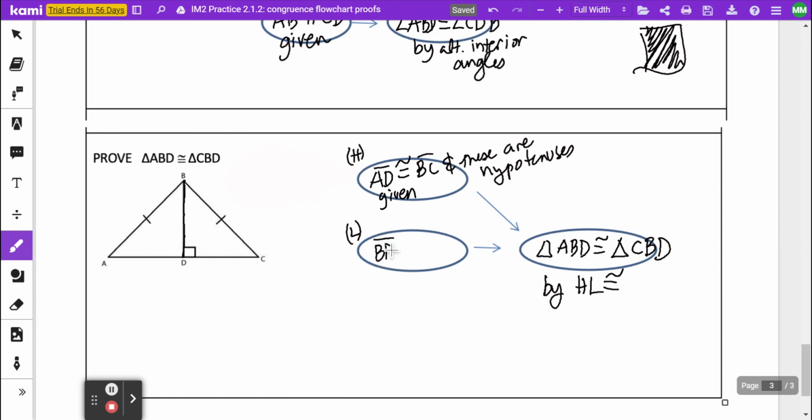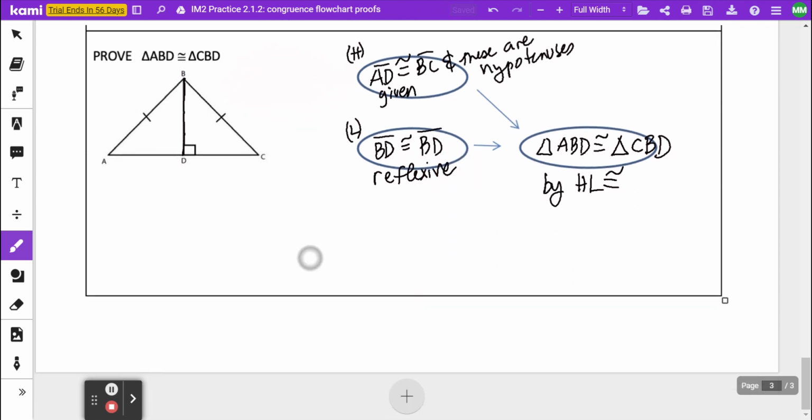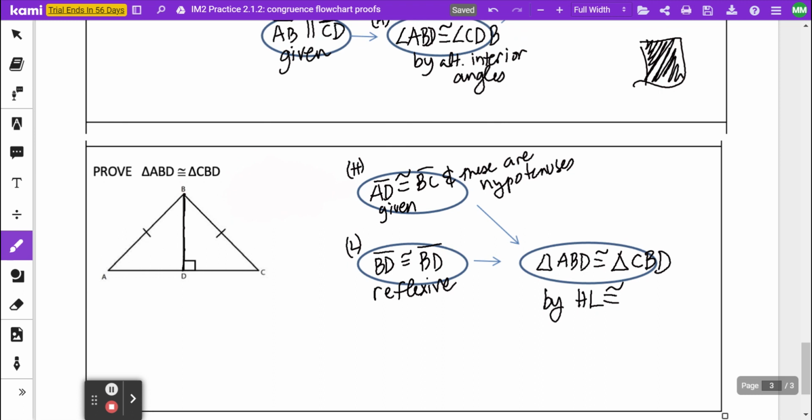BD is congruent to itself. And the property we use to justify that is the reflexive property. So reflexive. Is that the last one? That's the last one. Students, we got through all of the examples. Yay! Okay, I hope you found this helpful, and I'll see you next time.